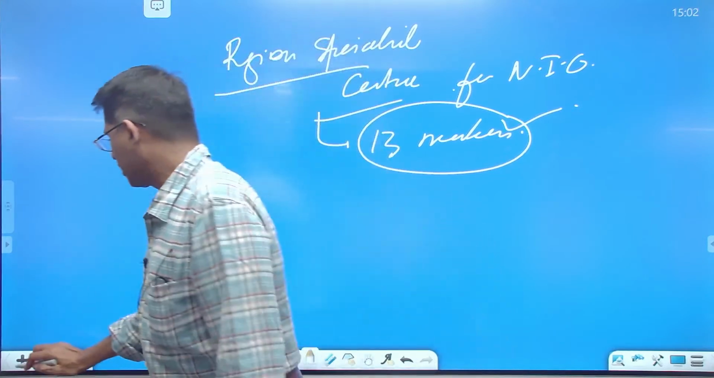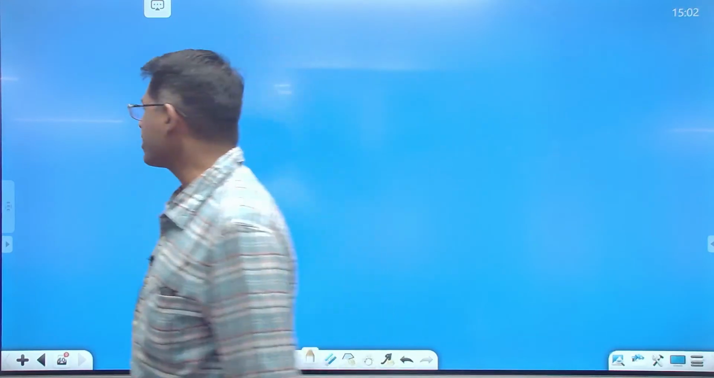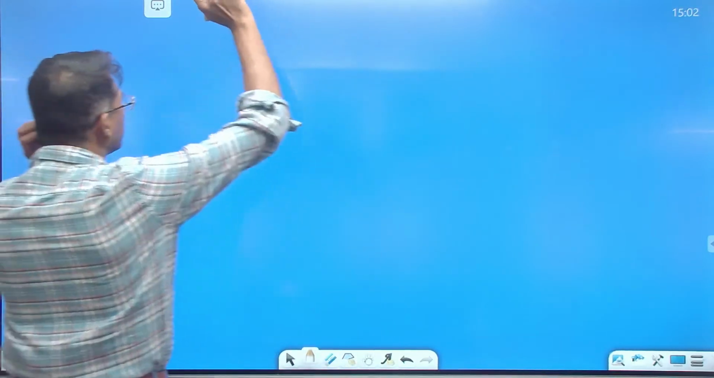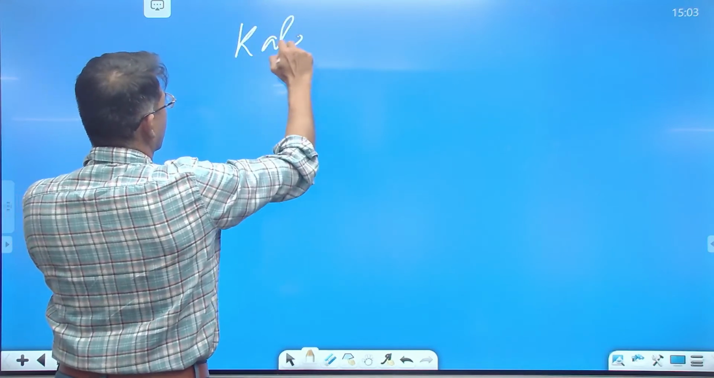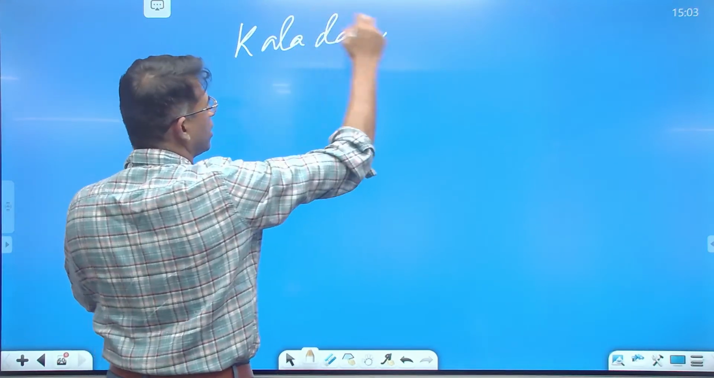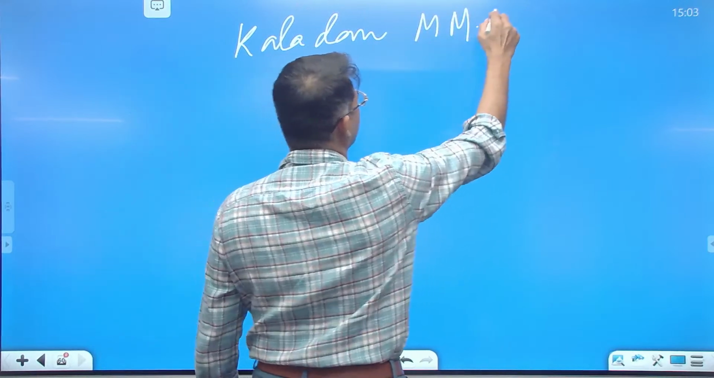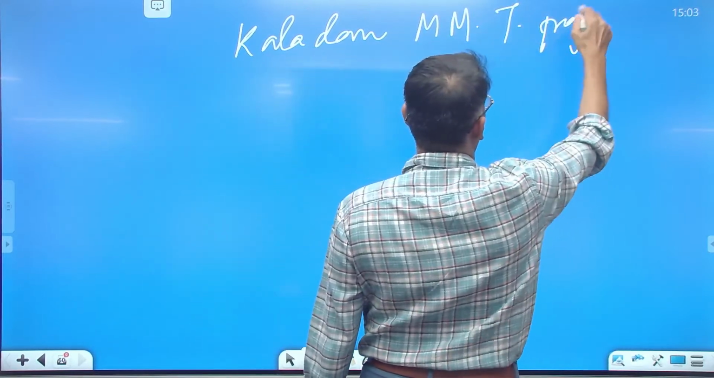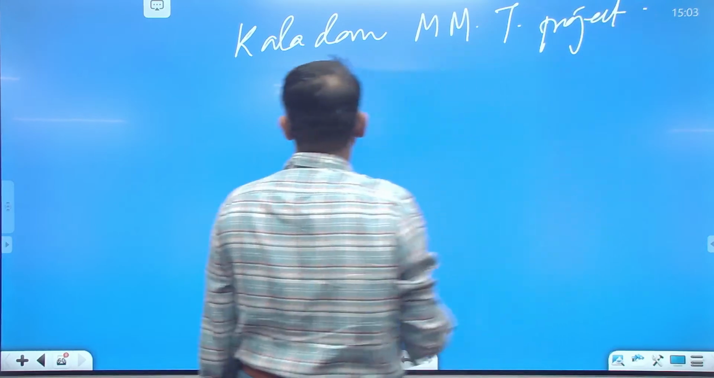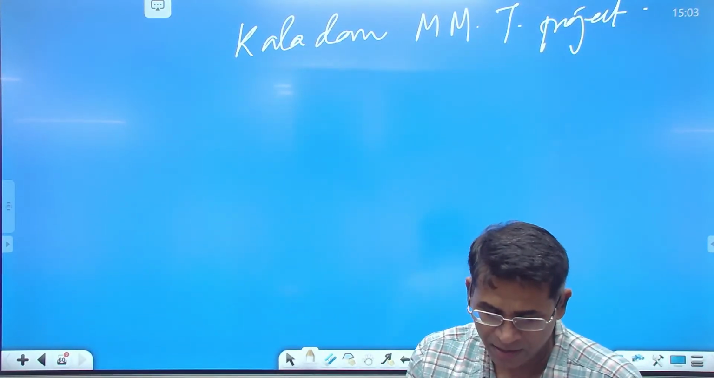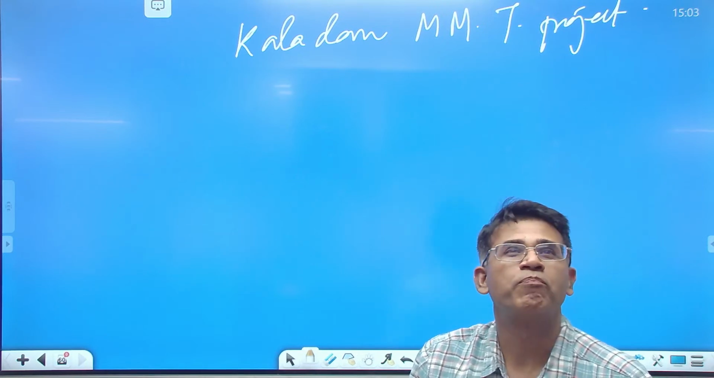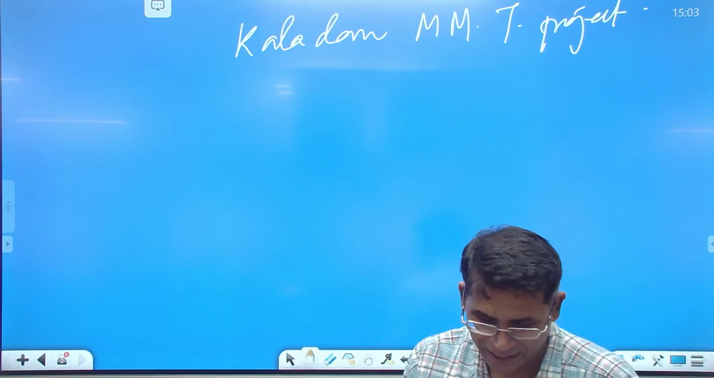Okay. The next topic. I'm done with El Nino now. The next topic is something called the Kaladan Multimodal Transport Project. Kaladan, K-A-L-A-D-A-N, Kaladan Multimodal Transport Project.